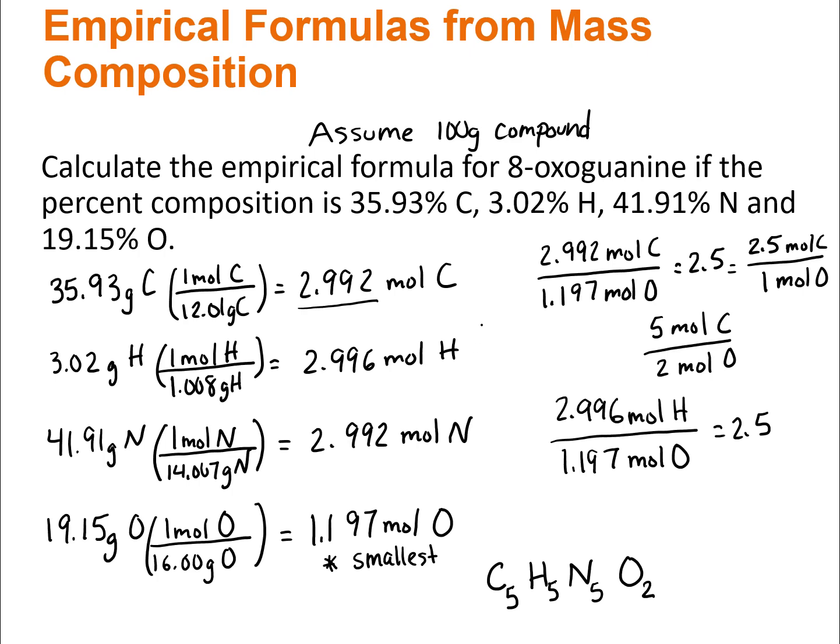So if you have the same number of moles like we do here for the hydrogen and nitrogen, you don't have to show the work to divide again because the numbers are so similar. But if they were different, you'd have to divide.